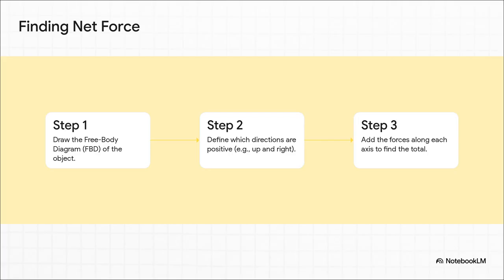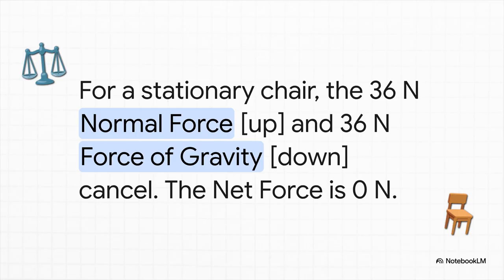First, you draw that free body diagram we talked about, get all your players on the field. Second, you set the rules of the game. Decide which directions you're going to call positive, like up and right. And then third, you just add up the forces in each direction to find the total. That's it. Let's go back to a super simple example, like a chair, just sitting on the floor.